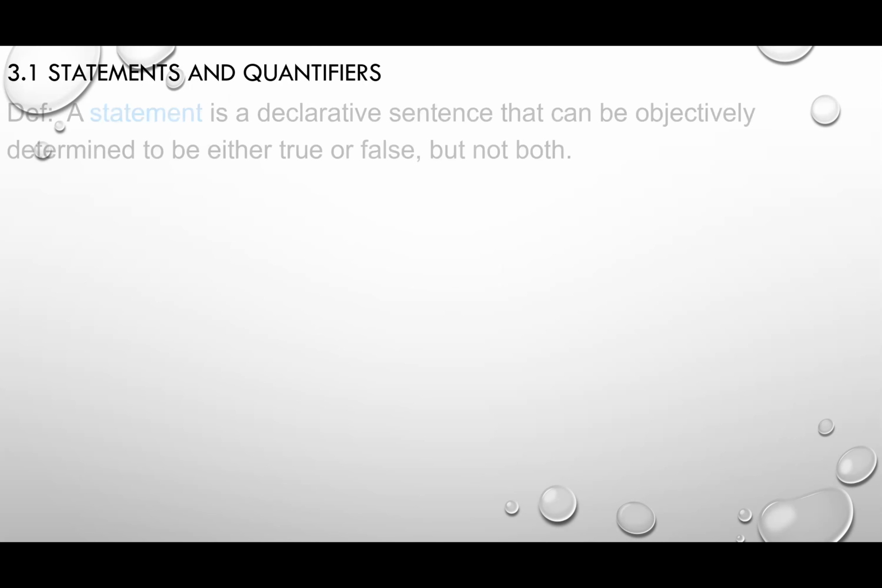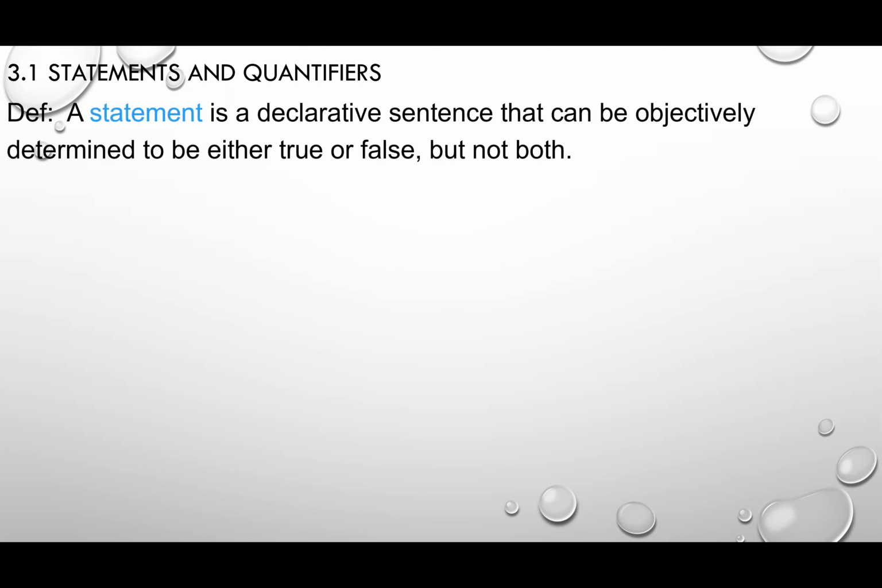So the first thing that we need to define is a statement. So in logic, we will have a statement. A statement, in short, is basically a sentence, whatever sentence you come up with, that can be either true or false. It cannot be true and false at the same time.